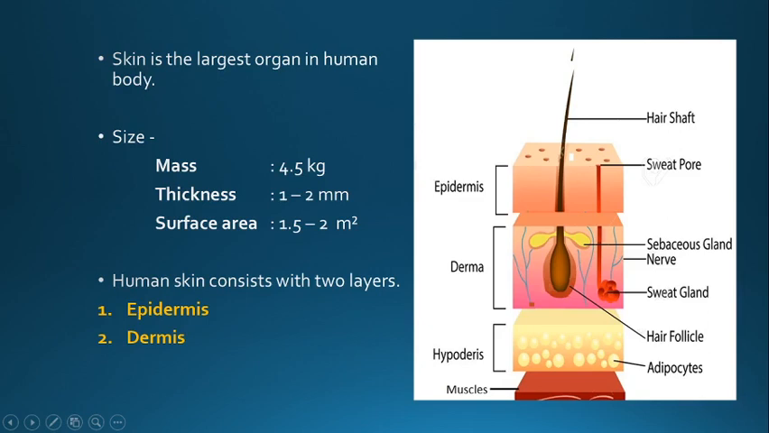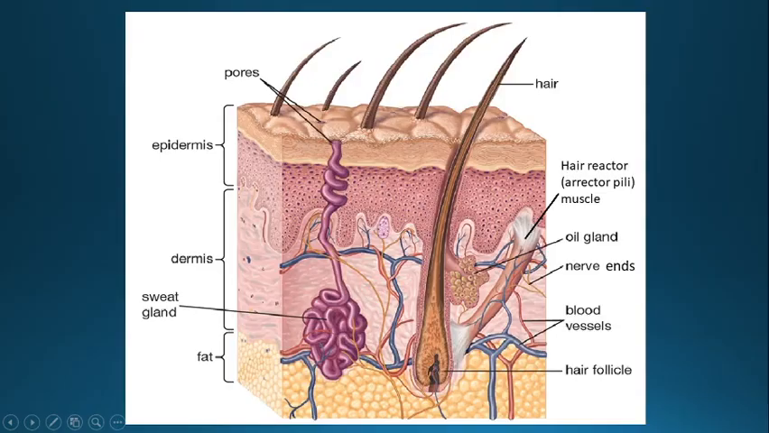Human skin consists of two layers. They are the epidermis and the dermis. From this diagram, you can easily see the layers of the skin, and there are some other organs inside the skin. Let's see what these parts of the skin are. The top layer of the skin is the epidermis and the lower layer is the dermis. You can see that the dermis is thicker than the epidermis.